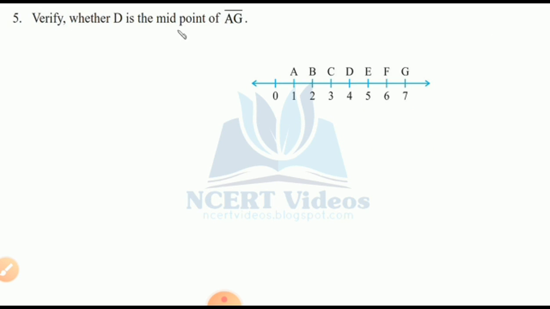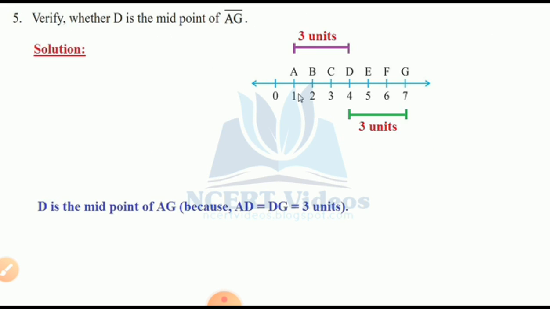Look at question number 5. Verify whether D is the midpoint of AG. See, in the question it is given, so we can calculate how many points are there. From A to D, there are 3 units: 2, 3, 4. Same way, D to G also, E, F, G, 3 units. So D is the midpoint of AG because on both sides 3 units are there. So we can say AD is equal to DG is equal to 3 units. Easy? Yes, so easy, my dear students. You are right. Correct.